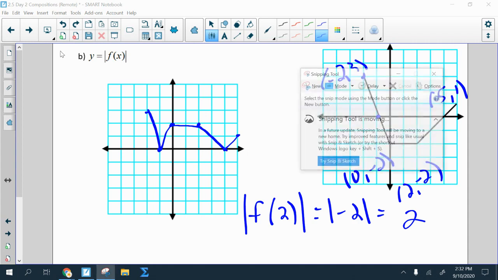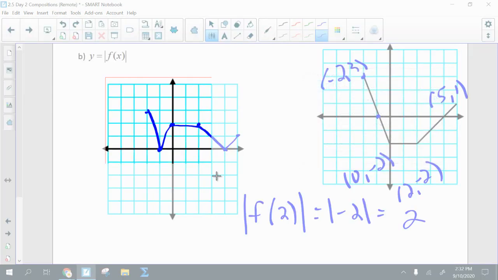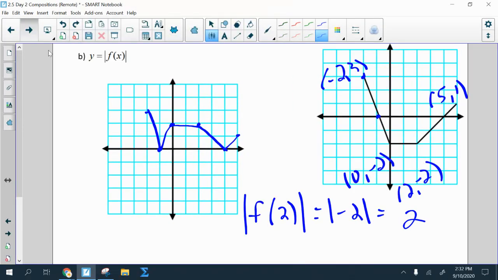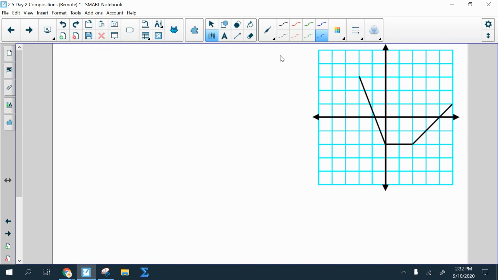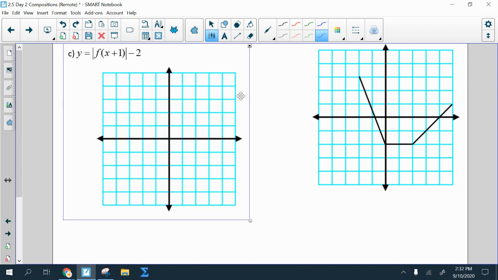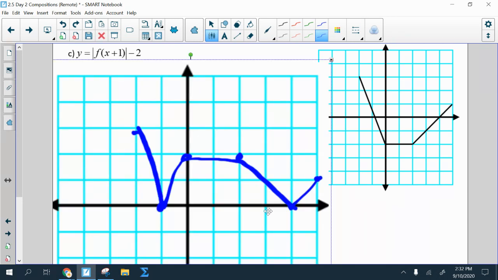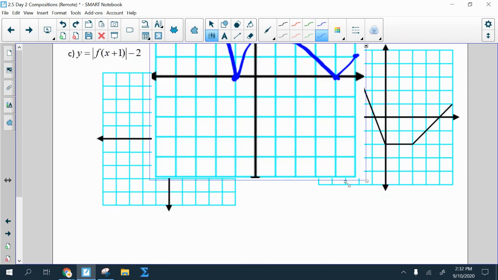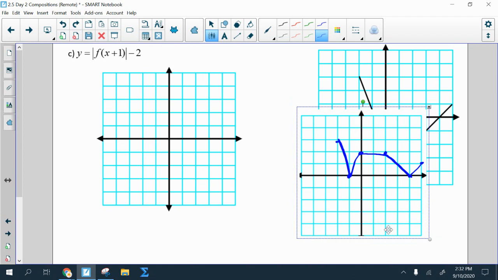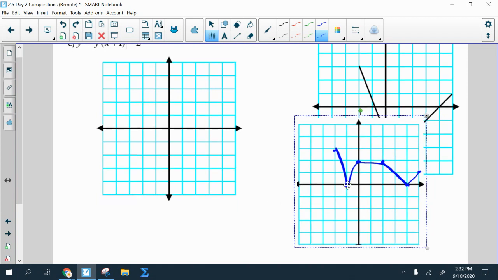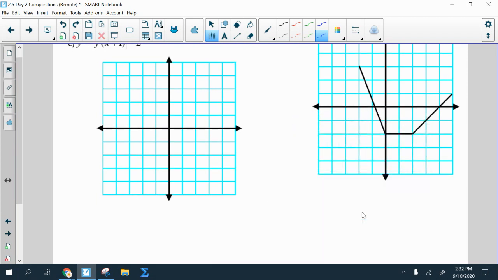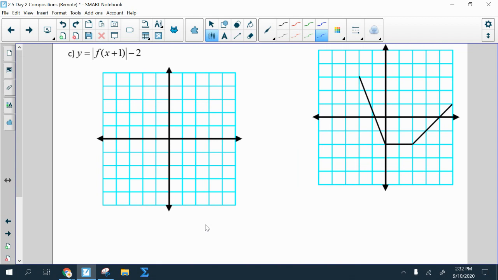And we need that graph. I'm going to snip the whole thing because I can, to then do this next transformation here. So we're going to take and shift the graph to the left one, and then take the absolute value. We'll get rid of this. We'll do it all together. And then shift it down 2.